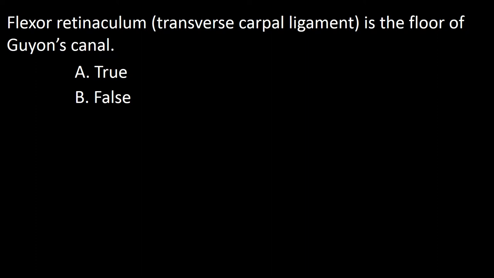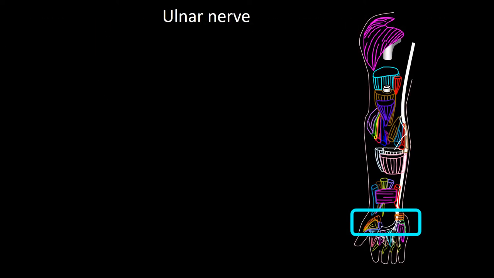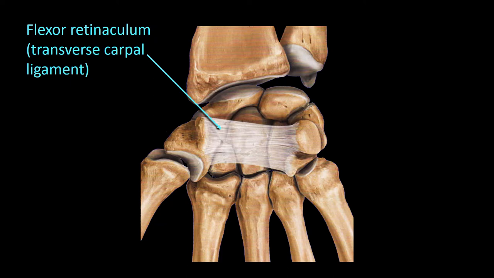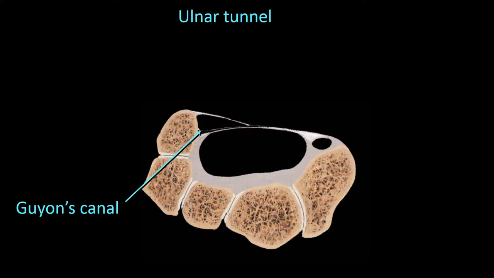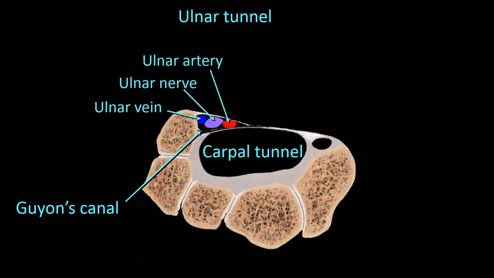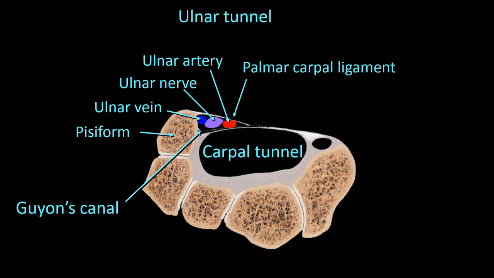Next question. Flexor retinaculum transverse carpal ligament is the floor of the Guyon's canal. A true, B false. The course of the ulnar nerve in the wrist is dominated by the Guyon's canal. In this view, you can see the flexor retinaculum of the wrist or transverse carpal ligament. Cutting at the level of the line, we can see the Guyon's canal and the carpal tunnel. Inside Guyon's canal, we find the ulnar vein, nerve, and artery. One of the walls of Guyon's canal at this level is the pisiform. The roof is the palmar or volar carpal ligament.